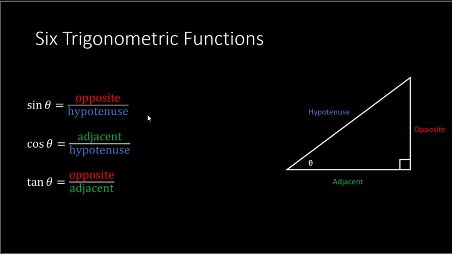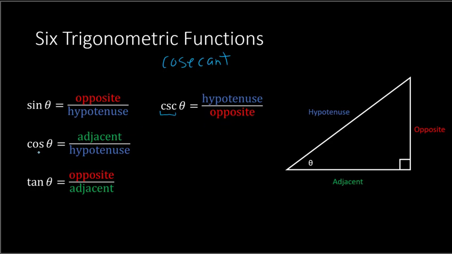Now, the other three trig functions are the inverses of these. So the inverse of sine is going to be called cosecant. So that's spelled C-O-S-E-C-A-N-T, cosecant. The abbreviation is CSC. And notice the ratio for cosecant is the inverse of sine. Instead of opposite over hypotenuse, it is hypotenuse over opposite.